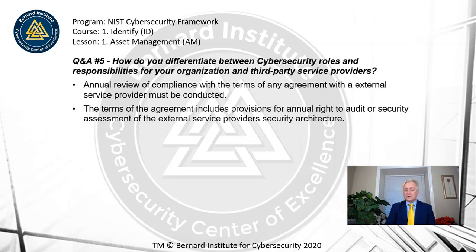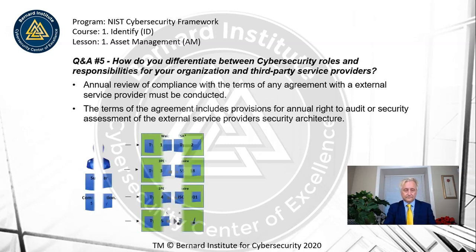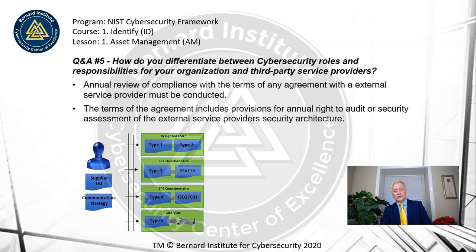The terms of the agreement include provisions like right to audit or security assessment of external service providers to check their architecture to make sure that it's in alignment with our security controls. Now, the way that this can work is we can take a couple of approaches. So we can have, for instance, in this case, 4 different tiers, 4 different types of assessments that we do with our vendors, depending on the risk that they pose.